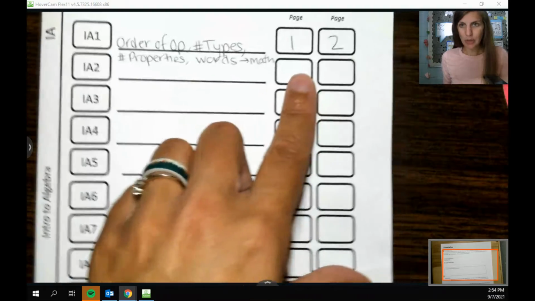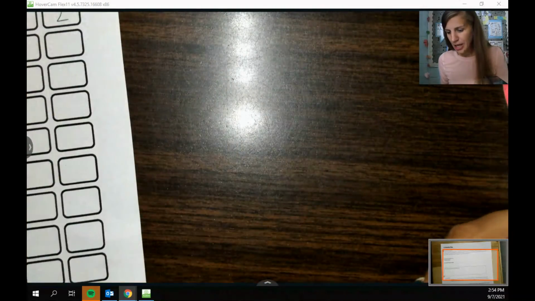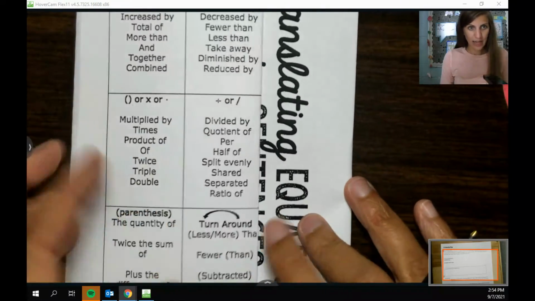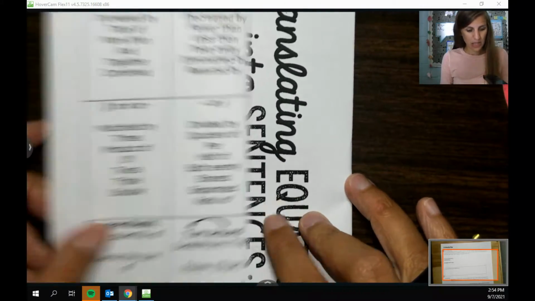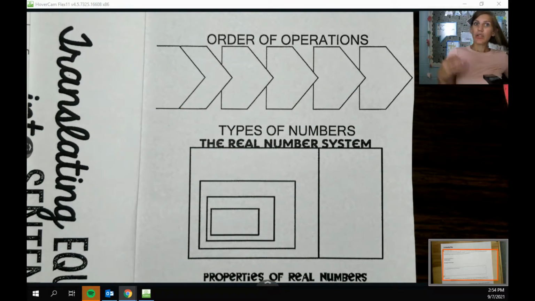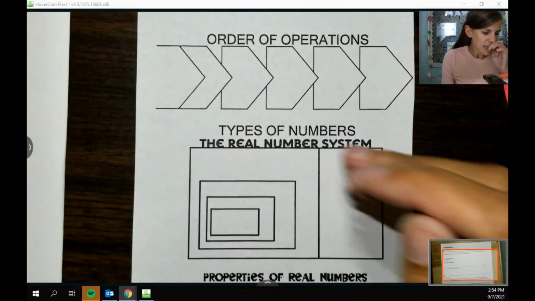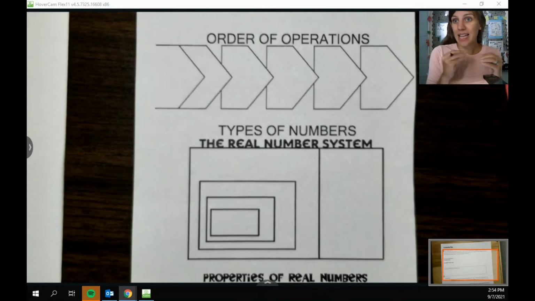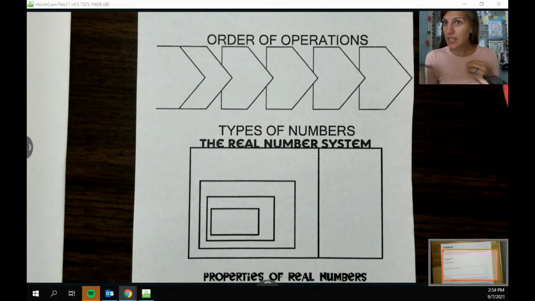So if we turn to pages 1 and 2 in our notebook, if you remember in class, page 1 was a little strange. Okay, we had the little trifold around this one. And then page 2 is the one with the order of operations at the top. So let's start there. With order of operations, we want to know that that is the type of problem we're doing. So reading directions is super important.